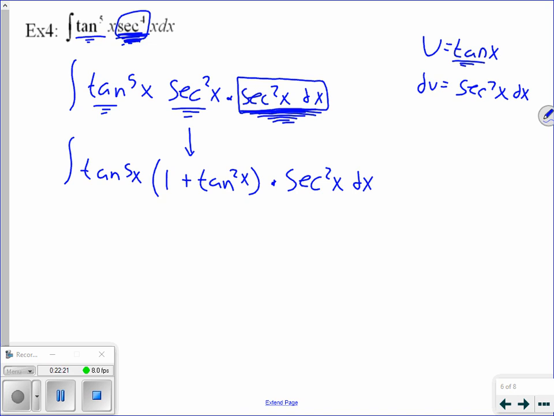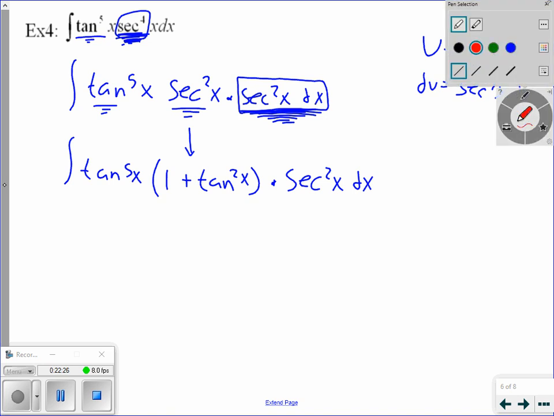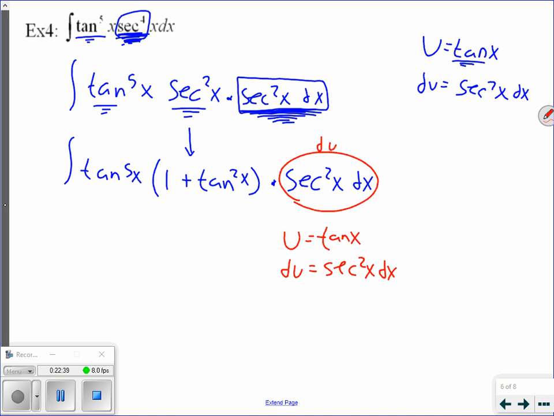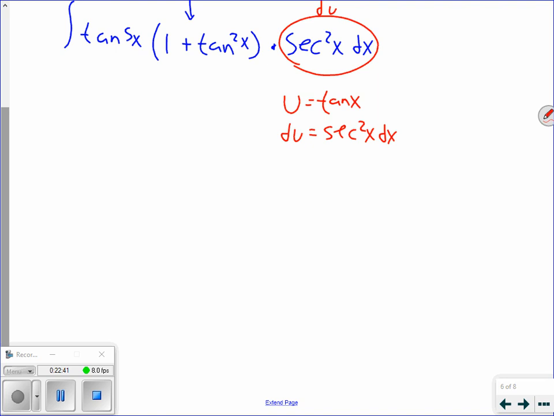So now, if I were to do u substitution, it's going to work out really nice for me. I'm going to let u be, like I said earlier, tan of x. Du is secant squared x dx. Everything substitutes out nicely. This becomes du. Everything and all those tans become u. So I got the integral of u to the 5th, 1 plus u squared du. And I can integrate this all day long.